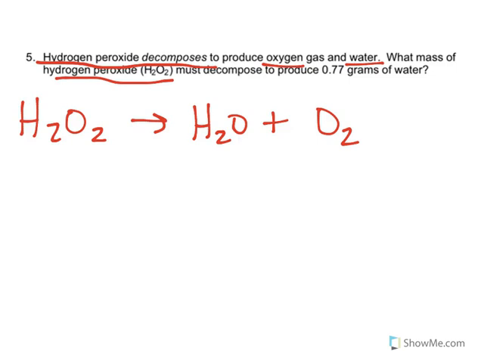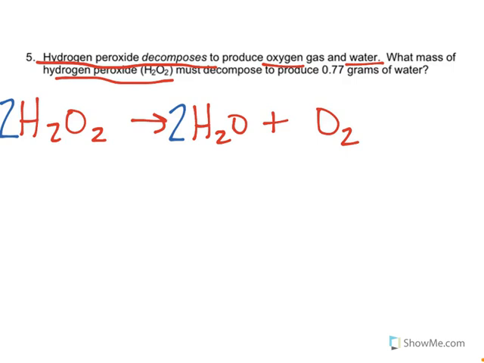So now let's make sure this is balanced. Two hydrogens, two hydrogens, two oxygens, three oxygens. So we've got to fix that. Easiest way is to slap a 2 in front of the water. That gives me 4 hydrogens. So let's slap a 2 out front here to get 4 hydrogens. That gives me 4 oxygens on the left, but there's 2 here and 2 here to make 4, so we know we're balanced.